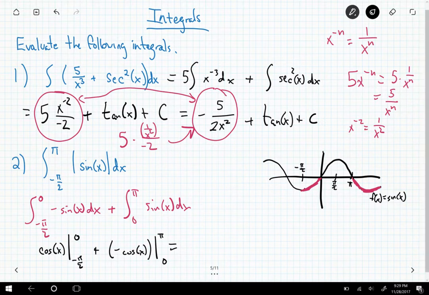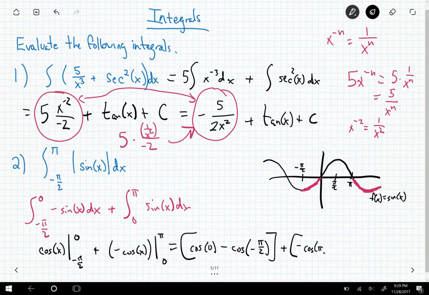So we have this integral where we have cosine x evaluated, so you have cosine of 0 minus cosine of negative pi over 2. So that's that first part that we've evaluated. Plus, our second part is negative cosine of pi minus a negative cosine of 0.